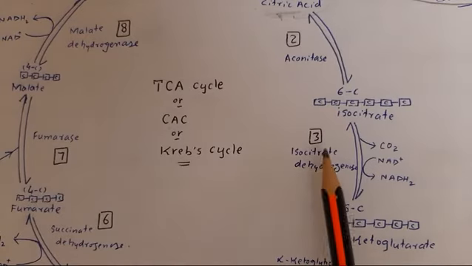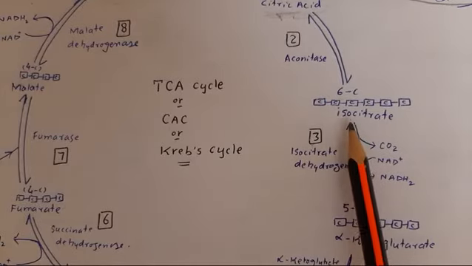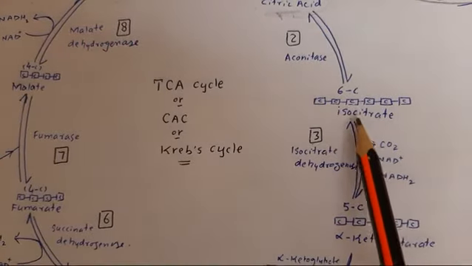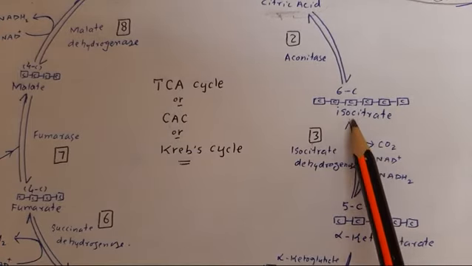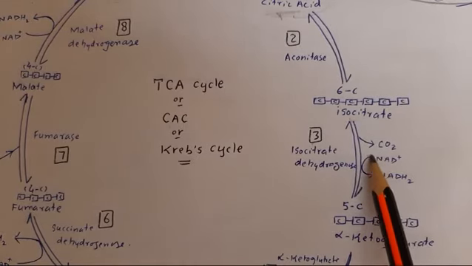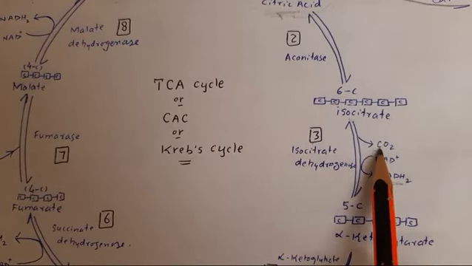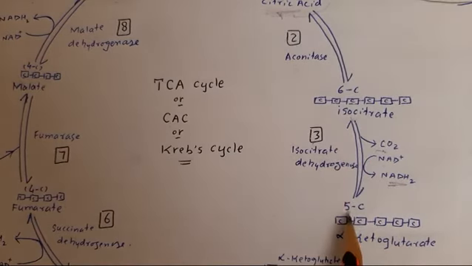Now in the third step, the isocitrate, this 6-carbon molecule, is oxidatively decarboxylated, just like the linked reaction. Isocitrate is oxidized, which means hydrogens are removed from isocitrate and taken up by the oxidized NAD, and this NAD is reduced into NADH2, right? While decarboxylated means carbon dioxide is removed. So when carbon dioxide is removed, this 6-carbon isocitrate changes into a 5-carbon molecule known as alpha-ketoglutarate.